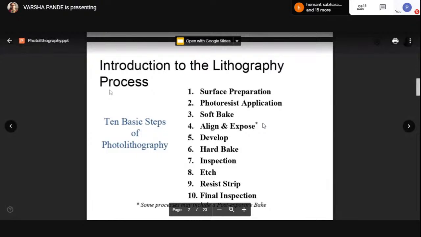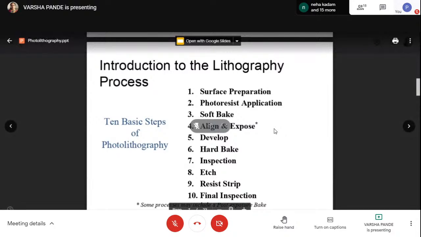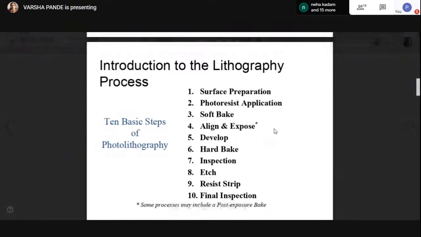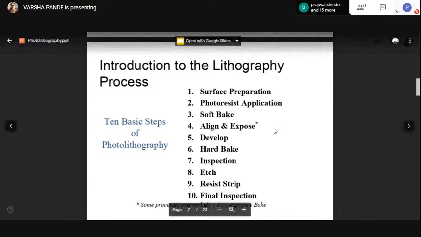Sorry, a little disturbance will be there. Now the second step is photoresist application. Already we know that there are two photoresists, positive and negative. Once the surface is prepared or cleaned, after this the photoresist is applied above it.